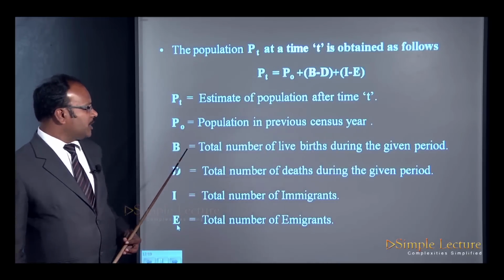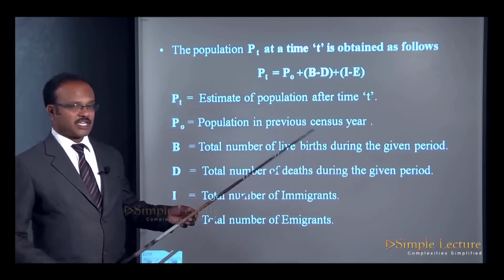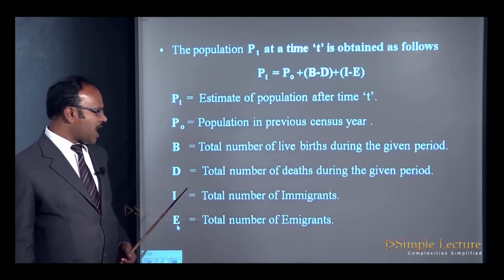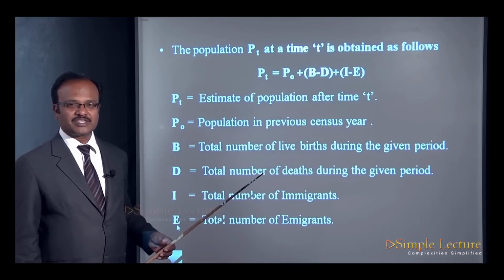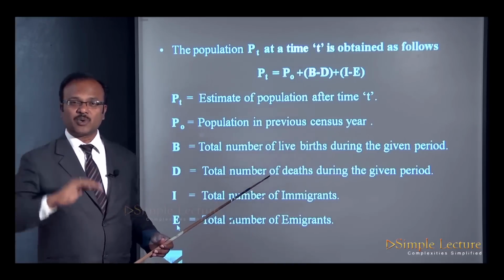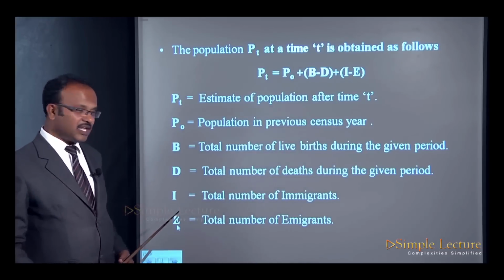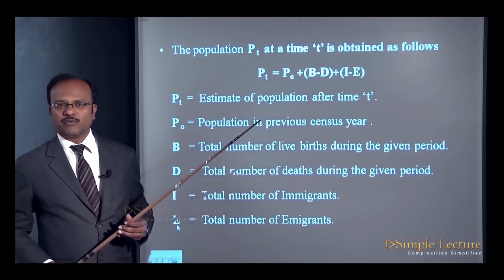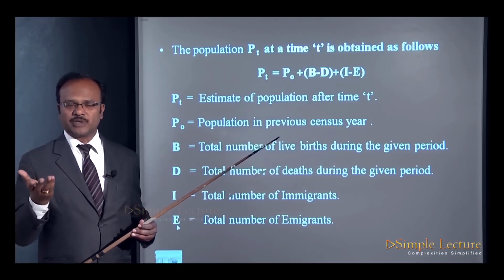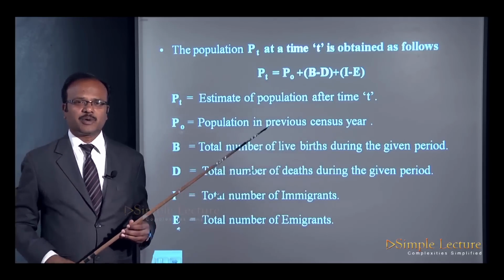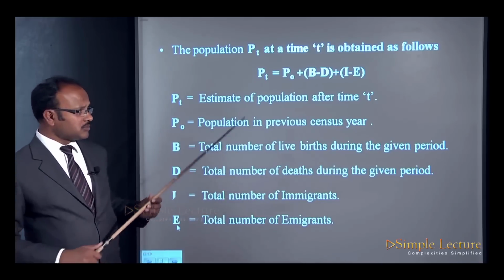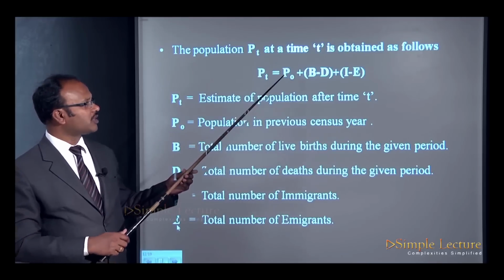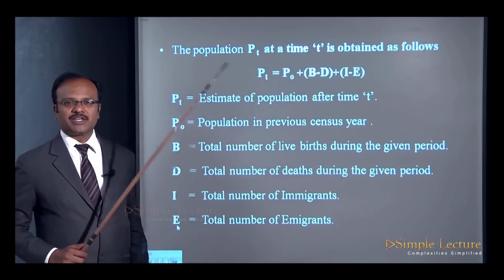So B is the total number of live births during the given period, and D is the total number of deaths during the given period. I represents the total number of immigrants. Immigrant means foreigners coming to our country. Then E represents the total number of emigrants, people who go from our country to a foreign country, maybe on a work basis or maybe to stay in that particular country. So if you calculate this, you will get PT. So PT is equal to P0 plus B minus D plus I minus E.